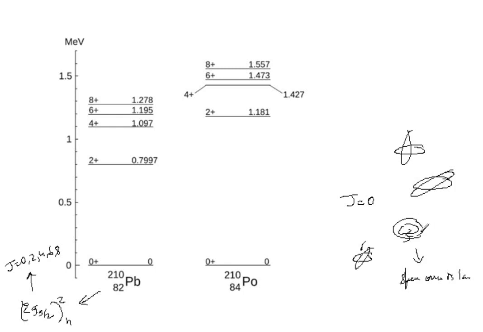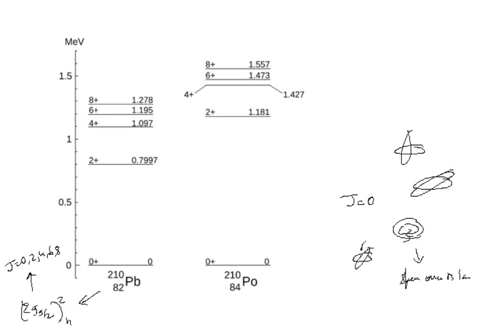For J equal to 0, it is maximum overlap. J equal to 2, it's like this. J equal to 4, it's like this, and so on and so forth. And you see the overlap decreases, and as a result the correlation energy also decreases, and accordingly the energy shift from the energy in the independent particle model becomes smaller.